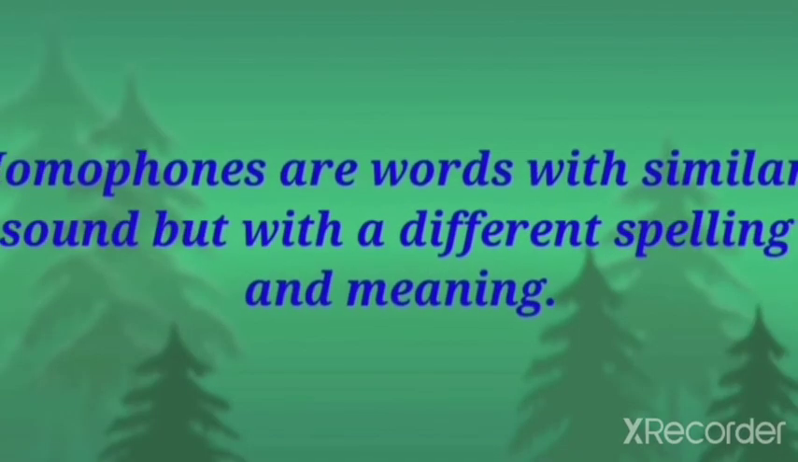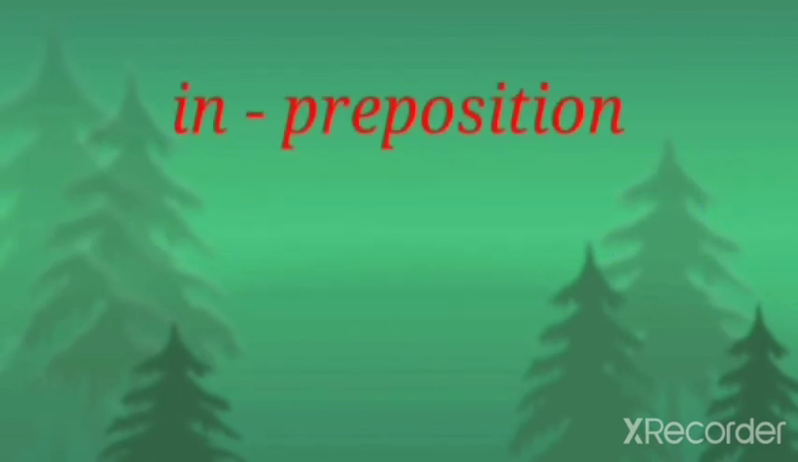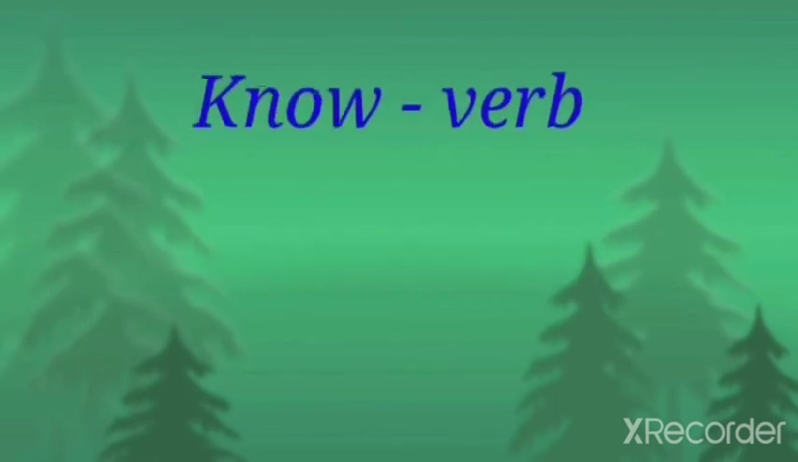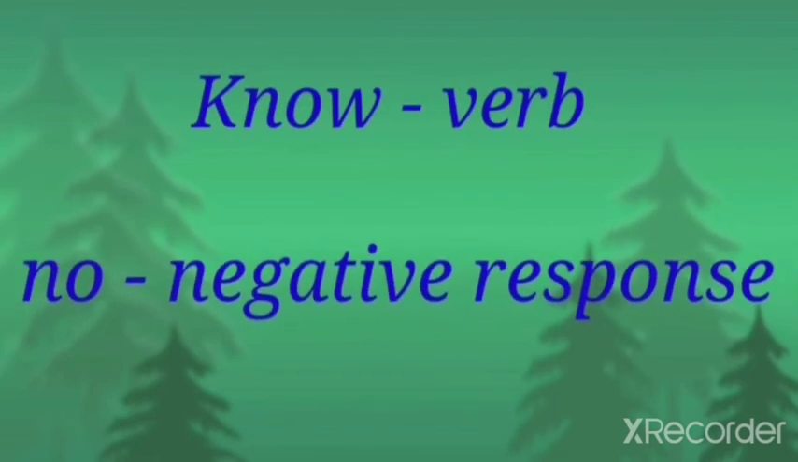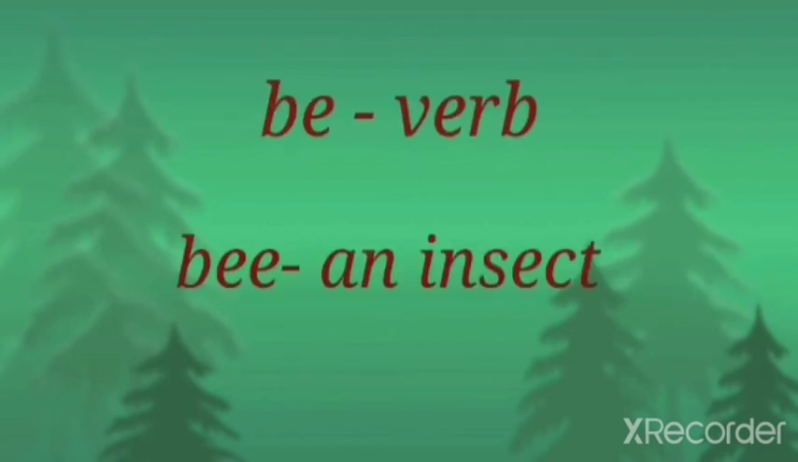Now, let's learn about the other special group of words, homophones. Homophones are words with similar sound but with a different spelling and meaning. The word in is a preposition. The other word inn is a public lodging house. The word know is a verb. The other no is a negative response. The next word be is a verb. The other word bee is an insect.